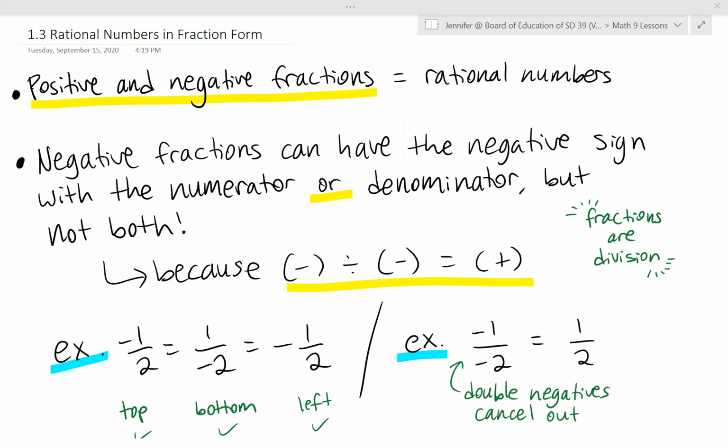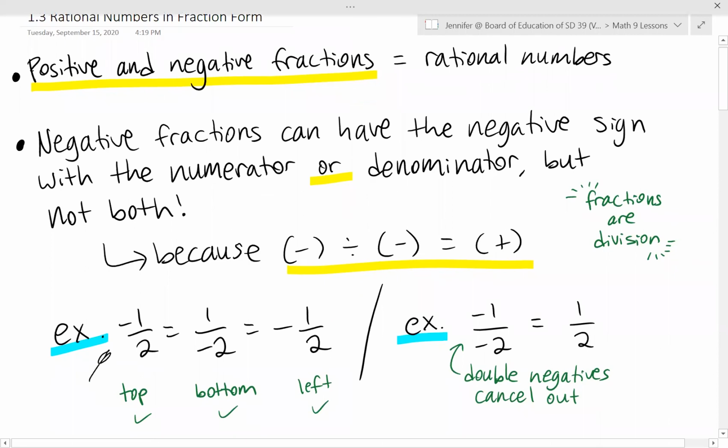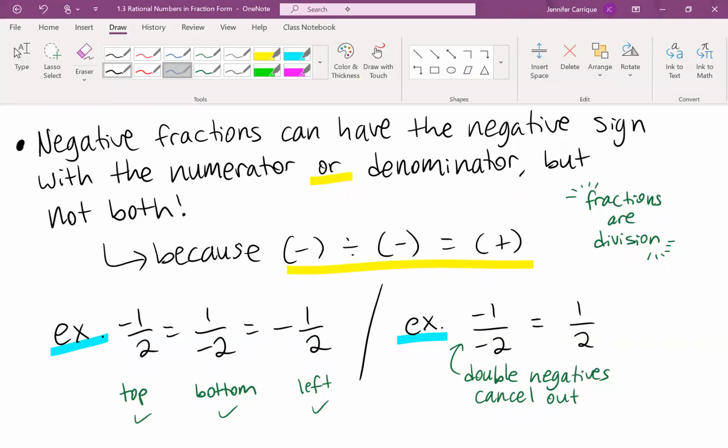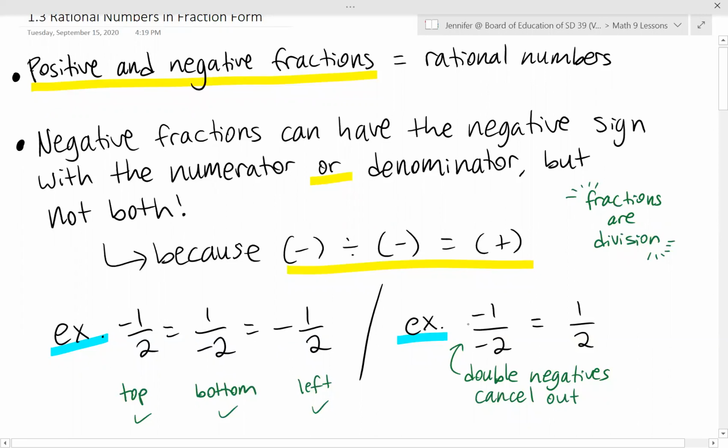So if you have like -1/2, make sure you only write one negative sign. That negative can either be on the top of the fraction, like right here, or it can be on the bottom of the fraction, like this, or it can just be outside of the fraction entirely, like on the left side. All of those are fine. You just have to make sure that if you have a negative on both the top and the bottom, like this example here, then that's considered a positive fraction because those double negatives cancel out.